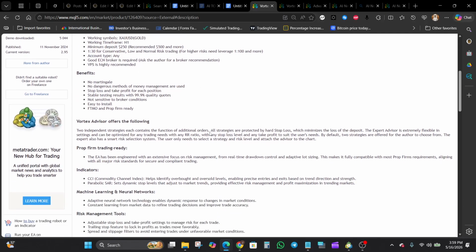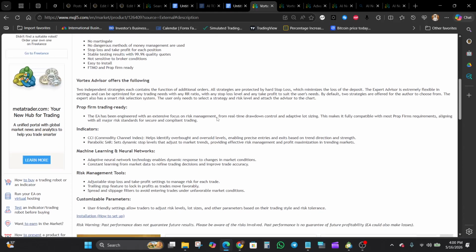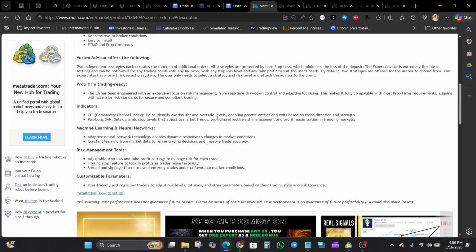Now, as I scroll through the specifications and features, one thing that stands out is that the developer emphasizes that no martingale or dangerous money management methods are being used. Instead, the EA includes hard stop loss and take profit protection on every position, which is important from a risk control perspective. The marketplace description also explains that the EA combines two independent strategies, each with additional order functionality, while still maintaining stop loss protection throughout the system.